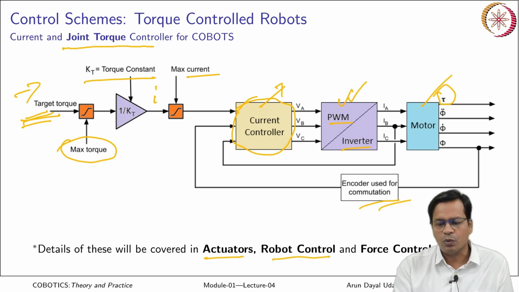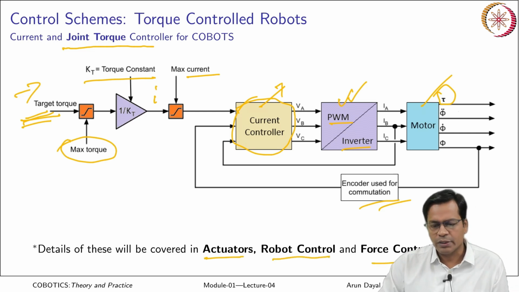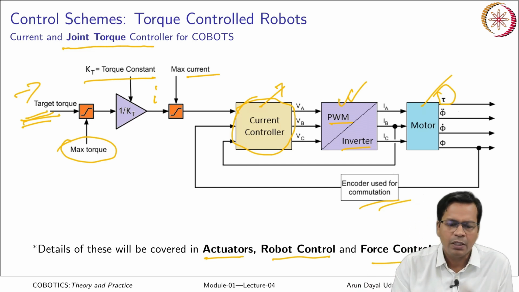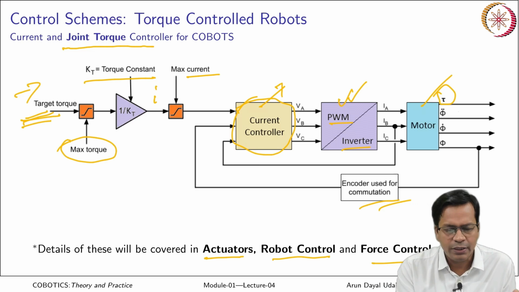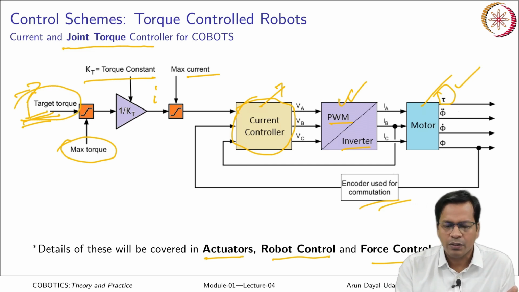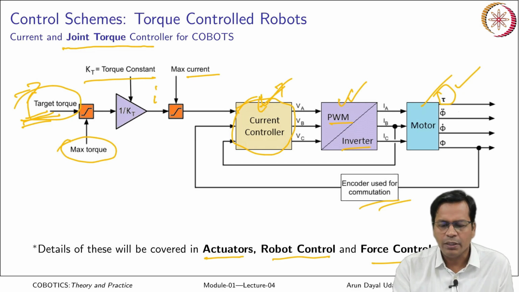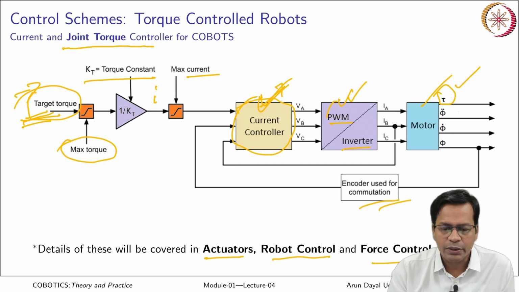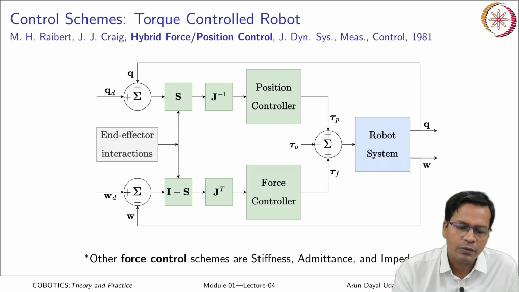Okay, robot control and force control, when I discuss those sections, I will explain this in much more detail. The philosophy here is that you can command a torque and achieve a particular torque. In between, you can control the current. This drive can be of any type, it can be a DC motor also. So this is the control scheme for a torque controlled actuator that goes to the cobot.